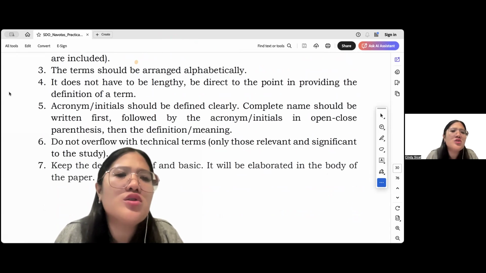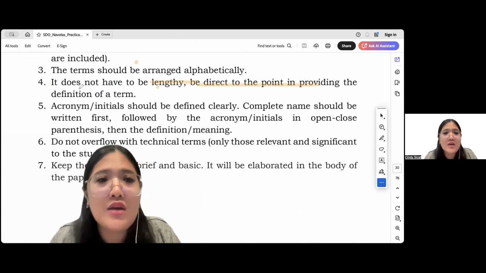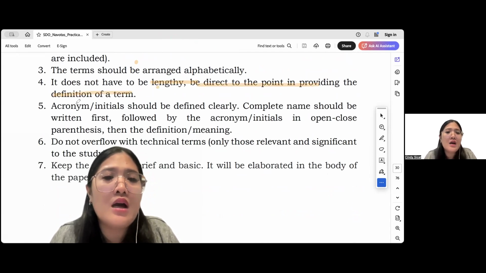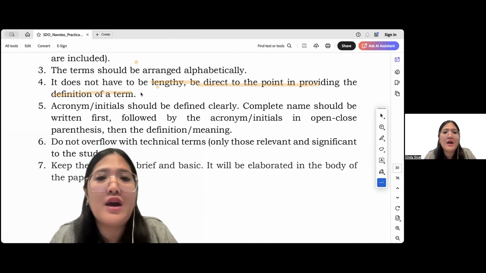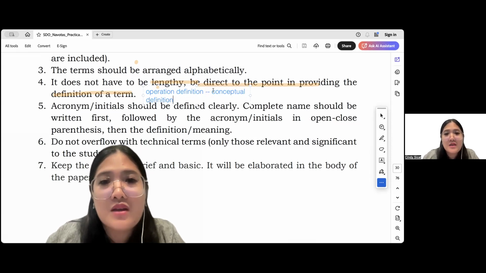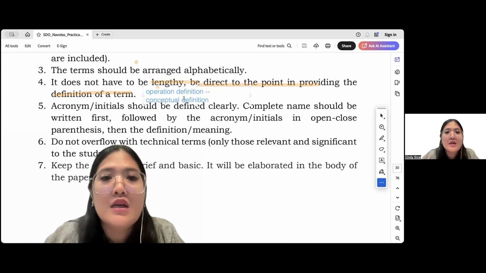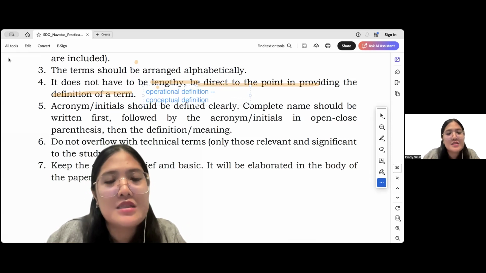And your definitions do not have to be that lengthy. We have to be direct to the point. Okay? We have to give the definition. So, in this case, you have to provide the operational definition after the conceptual definition. So when I say conceptual, this would be the concept, the dictionary meaning, while the operational definition would be how it is being used in the study.